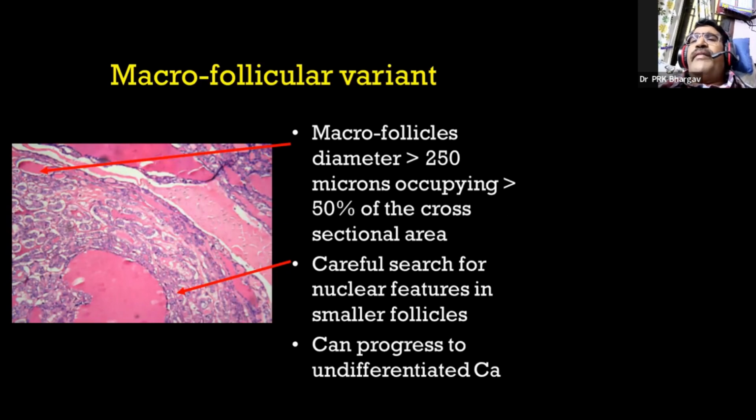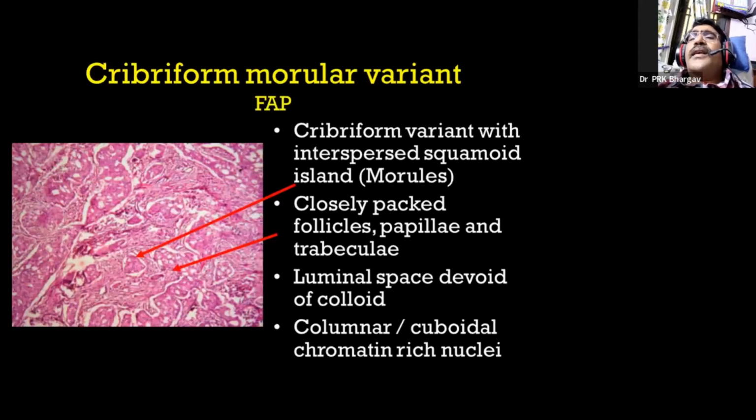It can frequently progress into anaplastic cancer. Next. The cribriform is another interesting feature. There's a lot of interest generated in this because of certain features. Cribriform variant, the form of interspersed squamous islands will be there. These are called morules. They're closely packed follicles and papillae or label trabeculae.